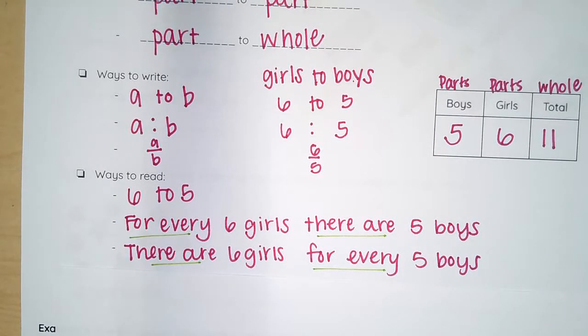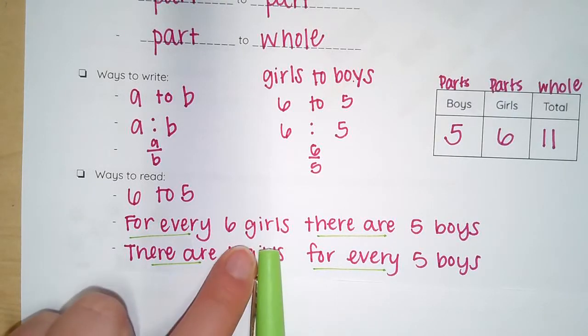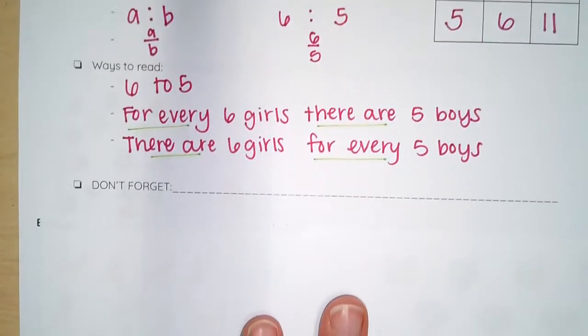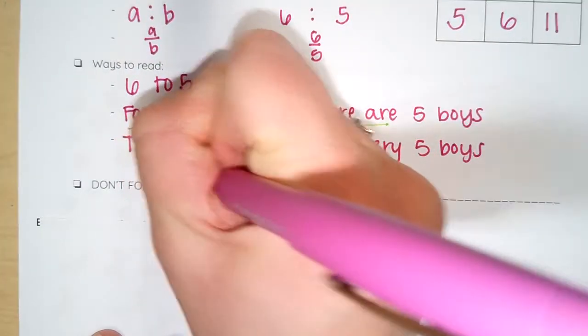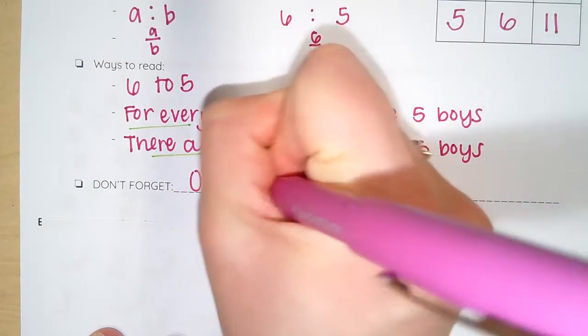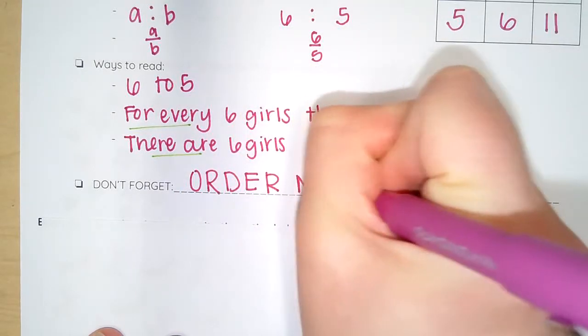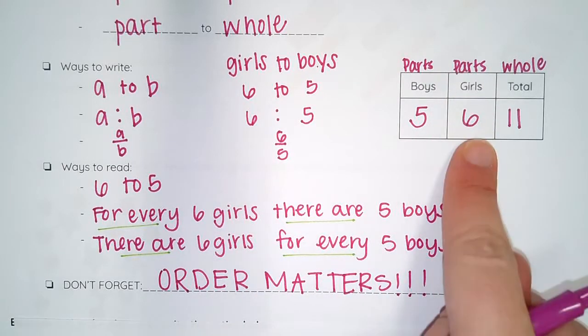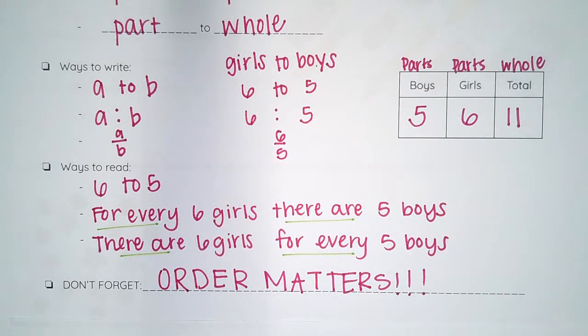Those key parts here are the "for every" and "there are." So for every 6, there are 5. We will get into equivalent ratios in a minute, but that means that if we have 2 groups of 6 girls, then we would have 2 groups of 5 boys. All right. Super duper important: we must remember order matters. Whatever order your question is written or the order you're talking, you need to make sure they match. Girls 6, boys 5, or whatever it is.